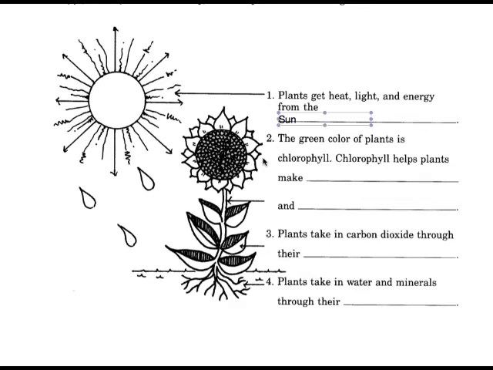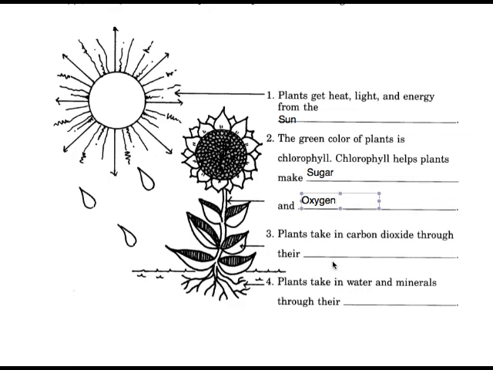Chlorophyll helps plants to make sugar and oxygen. So in the blank for number 2, write sugar. And the second blank, write oxygen. And in the picture, it shows you that this process goes on within the actual plant here.